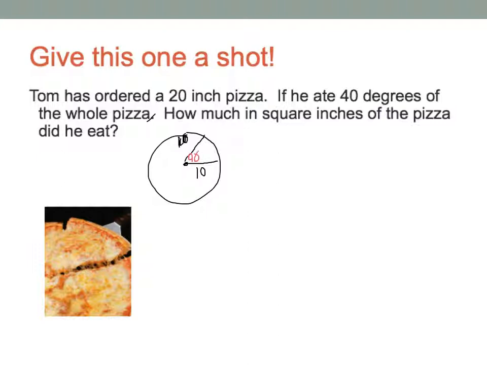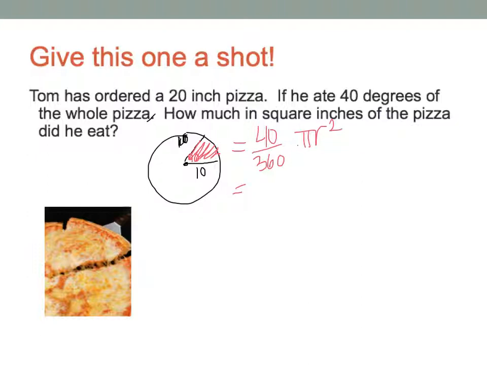Okay. How much, in square inches, of the pizza did he eat? In other words, they're asking me for the area of this sector created by the two radii. And so the area formula that we used from chapter 10 was we would take theta, divide it by 360, and we multiplied it by pi r squared.